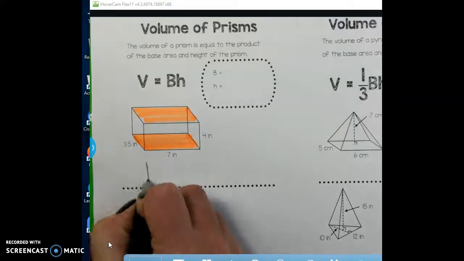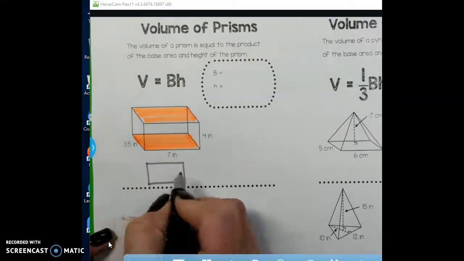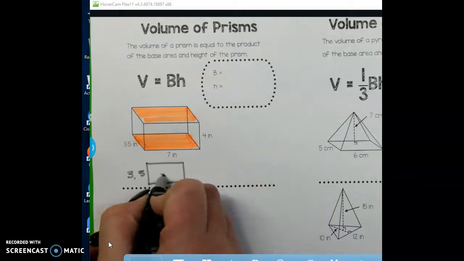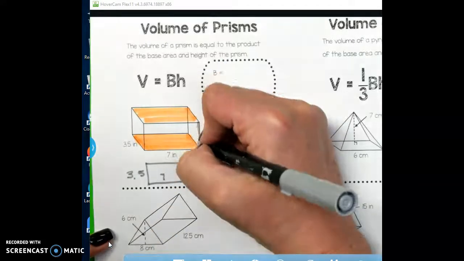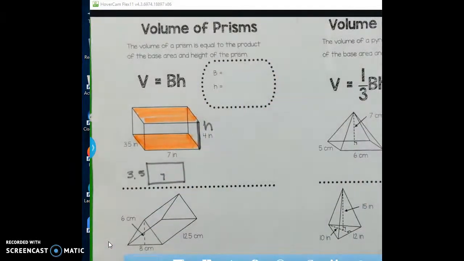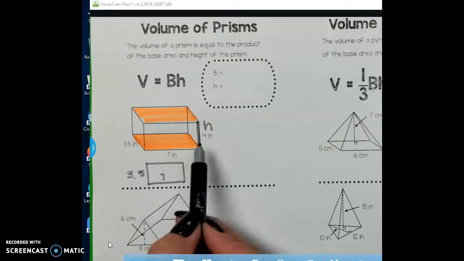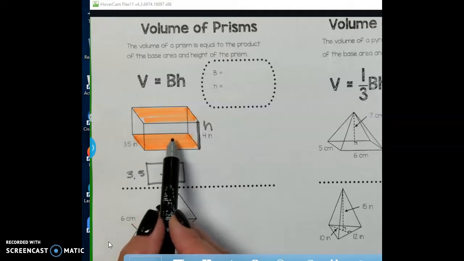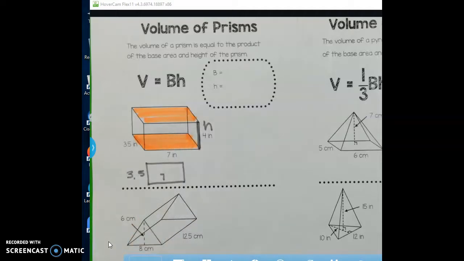So we know that the base is a rectangular shape right here. It's 3.5 by 7. And we know that the height of our prism is 4 inches. So the height is always the distance between the bases. That's why we're taking time to highlight the bases, so we can identify the height.